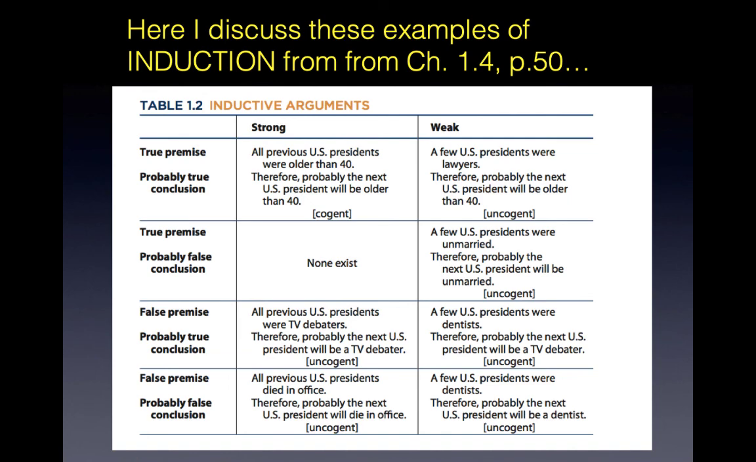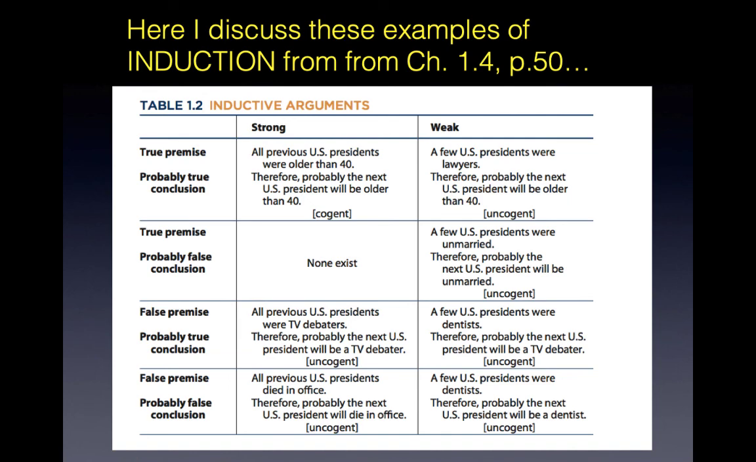Let's find a bad one to illustrate something new. Let's look at the right-hand column, second row. True premise, probably false conclusion. A few U.S. presidents were unmarried. Therefore, probably the next U.S. president will be unmarried. A few is too few. We would need something like most, greater than 50%, to say something like there's a 50% chance the next U.S. president will be unmarried. But we don't have that.